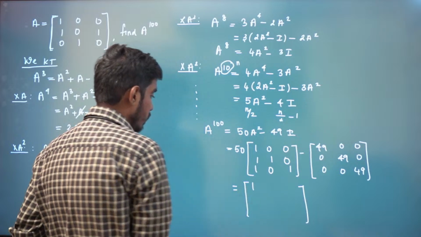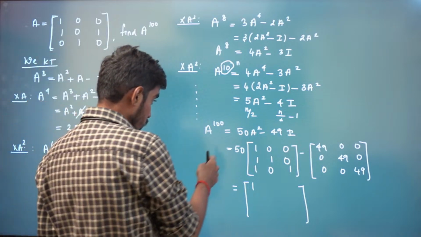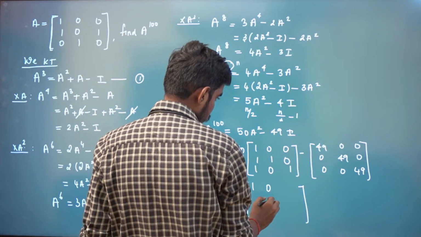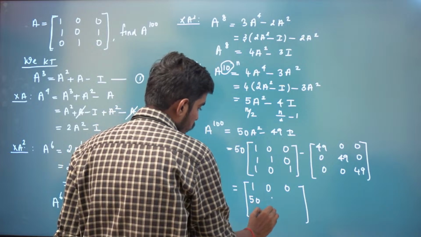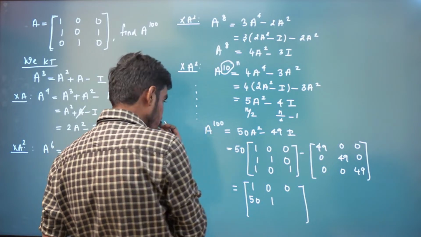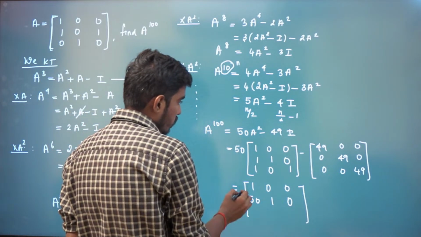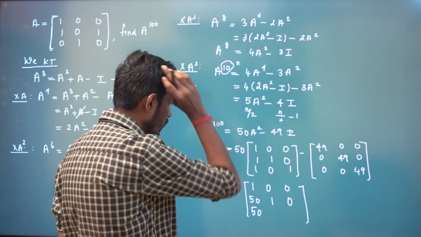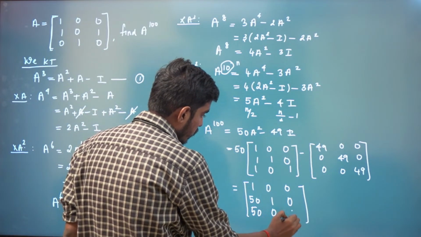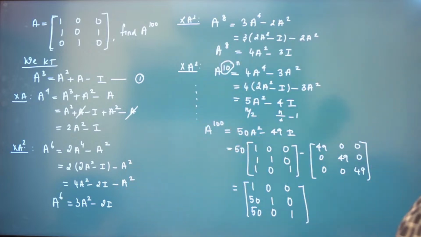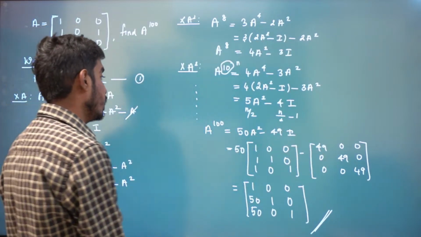So 50 minus 49 is 1. And then 50 minus 0, 0 minus 0. And then here we have 50. And then here you have 50 minus 49. And then we have 0 minus 0, and 50, then 0 minus 0, then 50 minus 49, 1. So 1 0 0, 50 1 0, 50 0 1 is the value of A power 100, right?